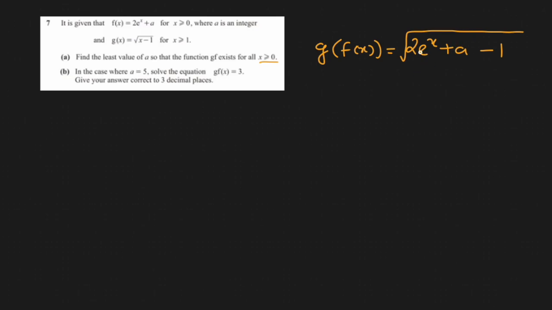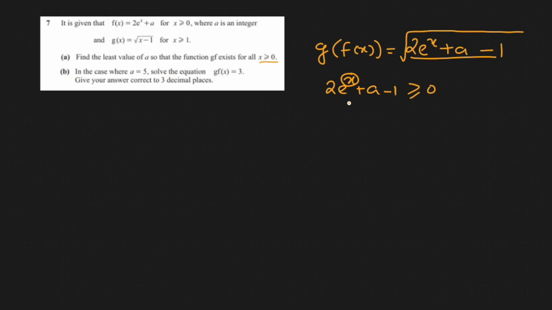Is the square root of 0 possible? Yes. Is the square root of a negative number, less than 0, possible? No. That means this has to be 0 or more than 0. So 2e to the power x plus a minus 1 has to be 0 or positive, which means this x is greater than or equal to 0.